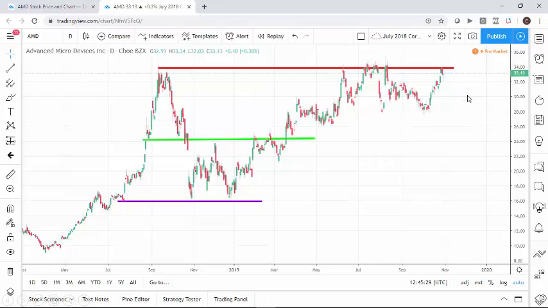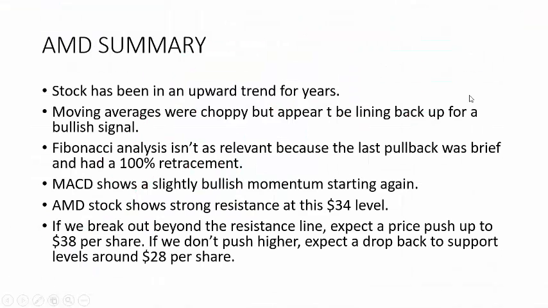So in summary, we're looking at a stock that has been in an upward trend for years, and the moving averages are a bit choppy, but appear to mostly be lining back up to show bullish behavior. The Fibonacci analysis, of course, is less relevant. It's not irrelevant, it's just less relevant because the previous pullbacks have had 100% retracements.